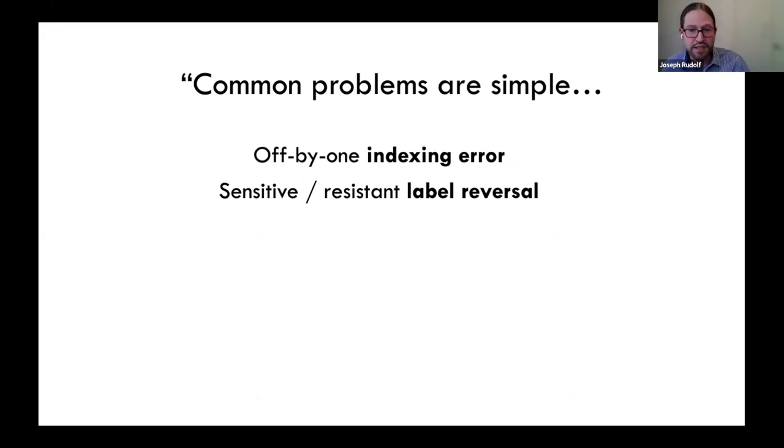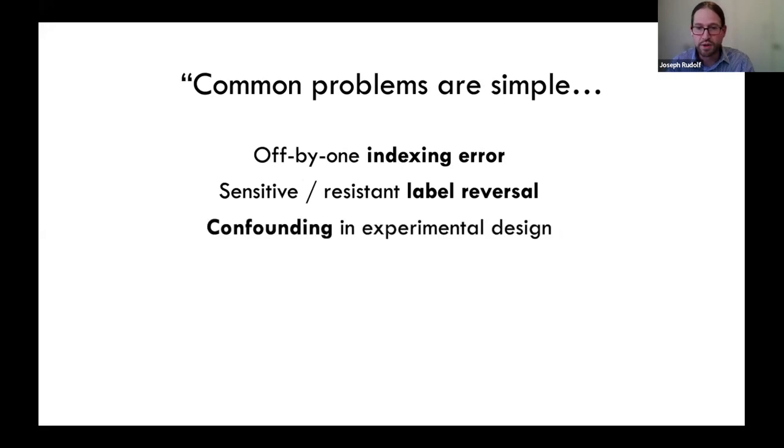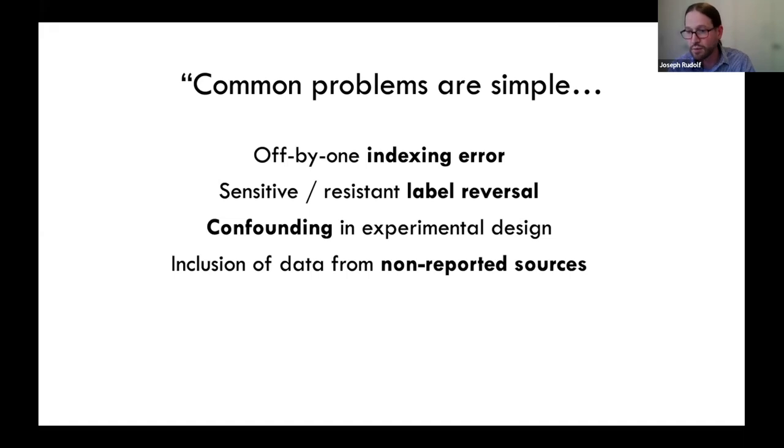This type of error can lead to a scenario where a patient gets the chemotherapy that would be predicted to be least beneficial to them. Other problems they identified were confounding, inclusion of data from sources that were not reported in the paper, and wrong figures shown. These are all simple errors.